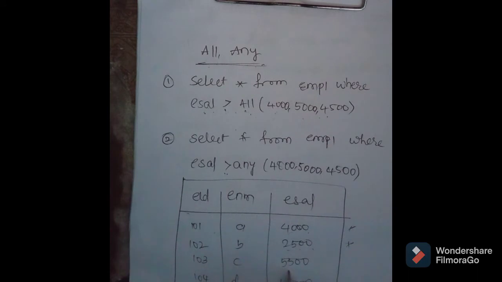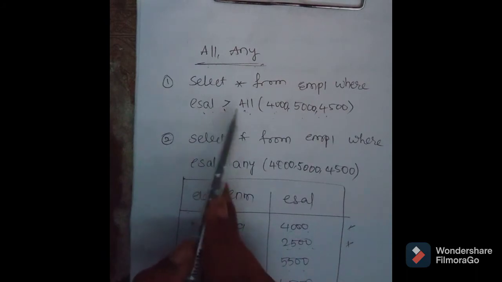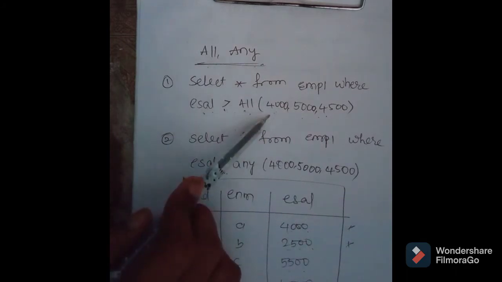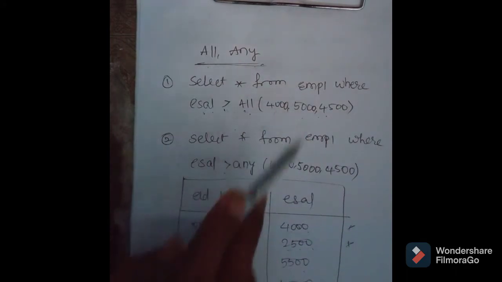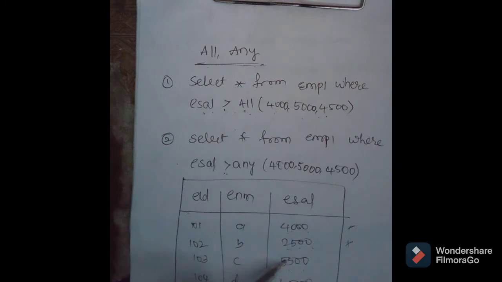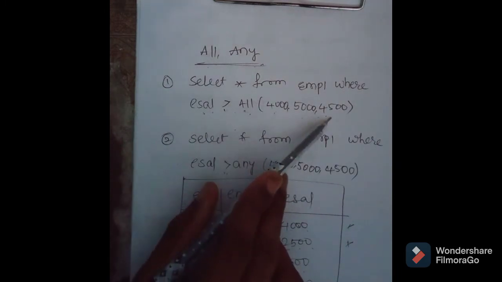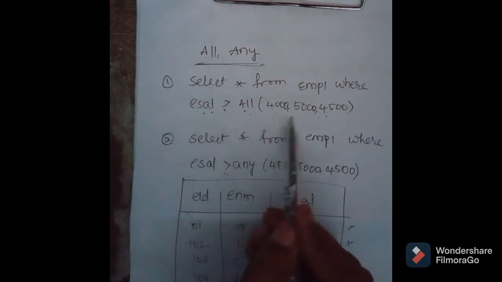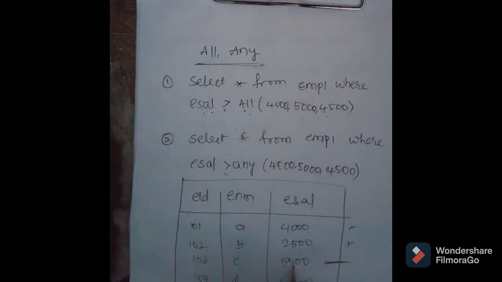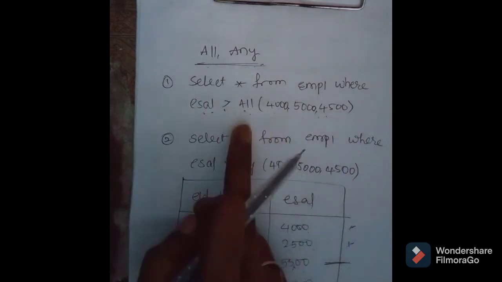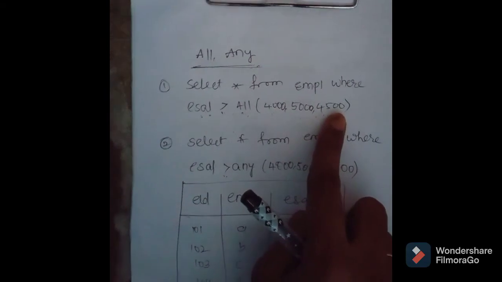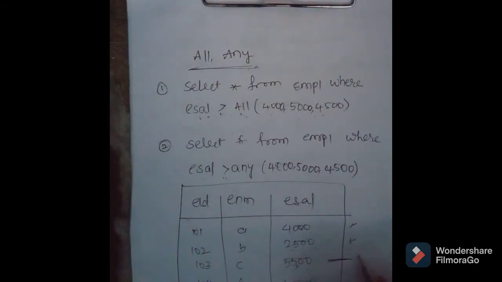The next one is 5500. Is this 5500 greater than all the values you specified here? 5500 is greater than 4000, 5500 is greater than 5000, 5500 is greater than 4500 also. That means this row value is greater than all the specified values. So ALL is nothing but like an AND condition. All the conditions have to be satisfied. That means this row will be in your output.